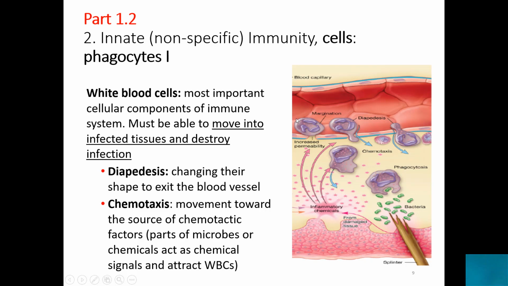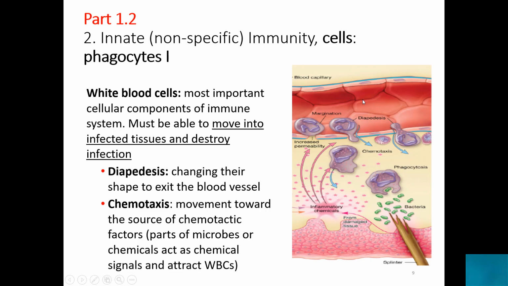That is a blood vessel. Those are white blood cells, and they are going into the tissues to destroy bacteria. Now you need to know how they do it. First of all, they should leave the blood vessel and go into the tissues. That process is called diapedesis, changing their shape to exit the blood vessel. You see how they change their shape and they squeeze themselves through the tiny openings between the cells making the wall of the blood vessel. Usually those would be tiny capillaries.